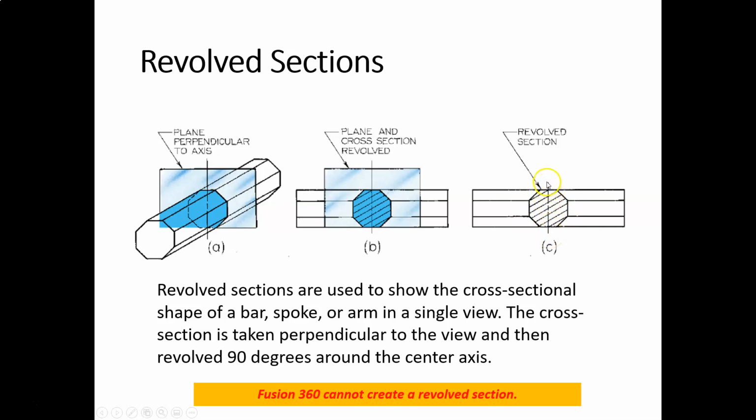Notice a couple of things. We have a center line going through here indicating the center of this section, and we do not have a cutting plane line. So again, this is the second drawing that does not need a cutting plane line. And again, Fusion 360 cannot create this type of drawing.